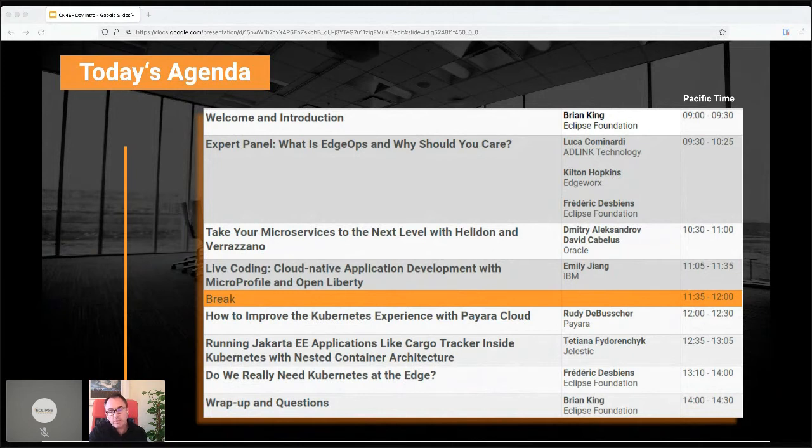Coming up after that, we have running Jakarta EE applications like Cargo Tracker inside Kubernetes with nested container architecture. Tatiana Fesenko from Yelastic will be presenting that. And do we really need Kubernetes on the edge? I suspect you can guess the answer by now, and Frédéric is going to be presenting that. We'll have a wrap-up session, and we'll take your questions at that time.